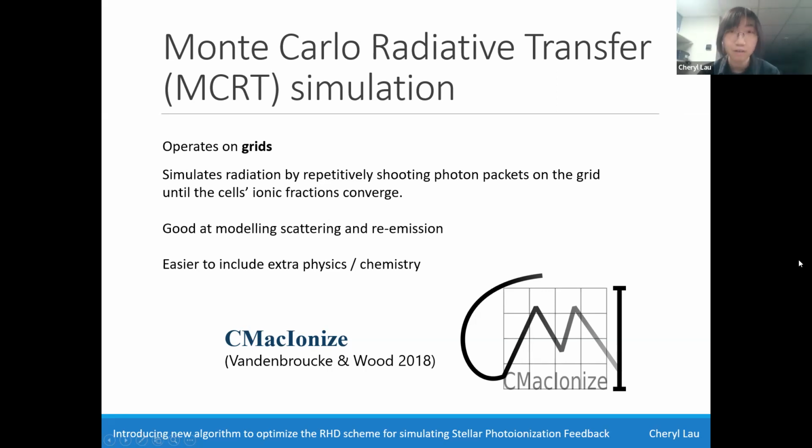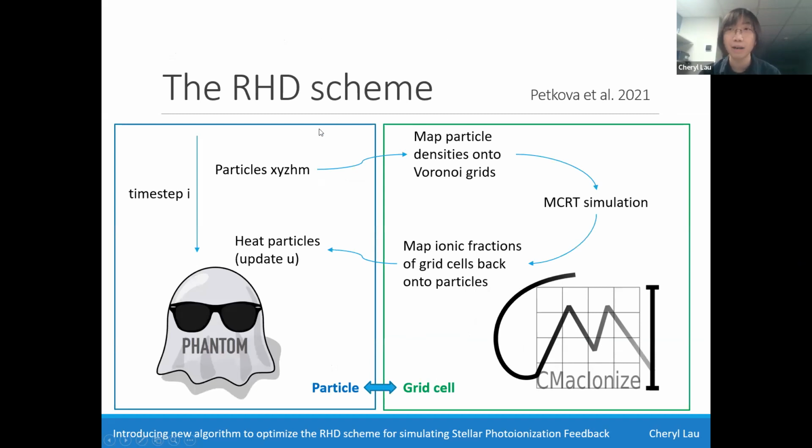So her RHD scheme works like this. I'm guessing this is somehow similar to the MC-FOST as well. But anyway, within Phantom, in each time step, it'll take the particles' positions, smoothing lengths and masses, and then give them to CMacIonize by calling an interface. Then within CMacIonize, it will map the particles' densities onto the Voronoi grid, so kind of similar to MC-FOST as well, and it will do the Monte Carlo simulation. And then afterwards, it will map the ionic fractions of the grid cells back onto the particles and then give this back to Phantom. So within Phantom, if a particle has an ionic fraction of over half, then it will heat the particle and update its internal energy.